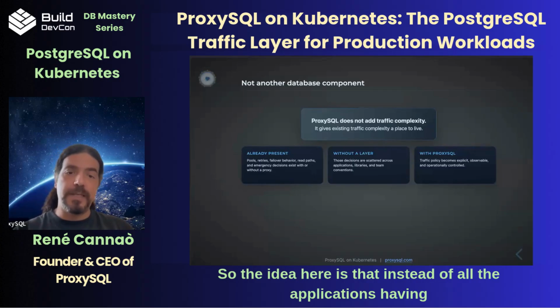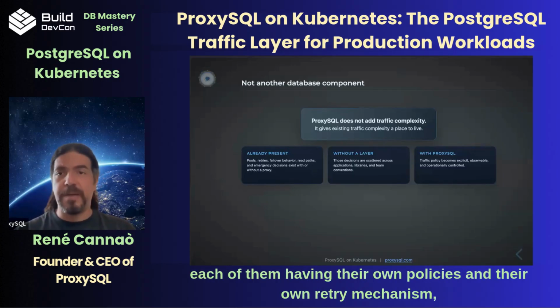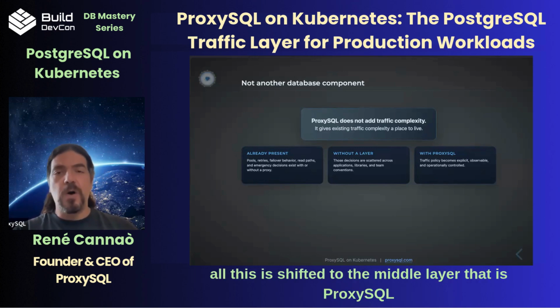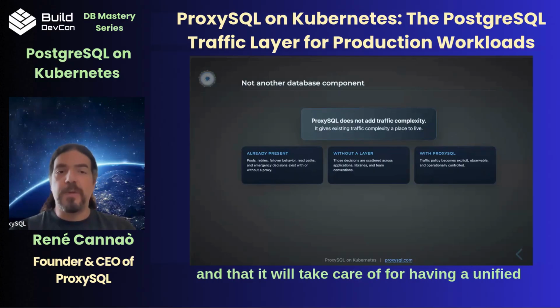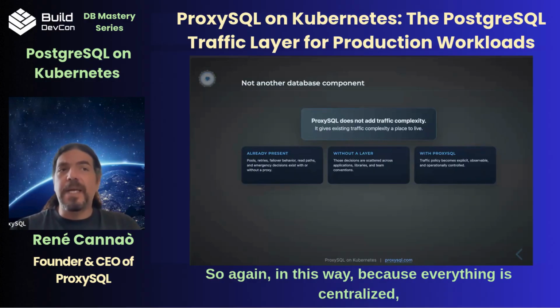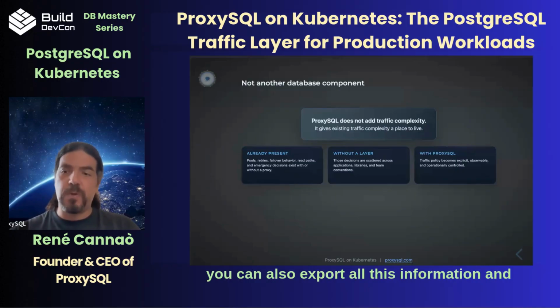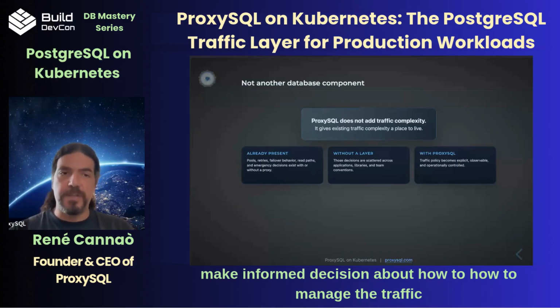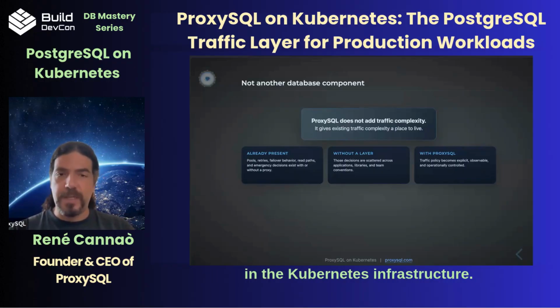So the idea here is that instead of each application having its own policies, its own retry mechanism, its own pools and so on, all this is shifted to the middle layer, ProxySQL, which takes care of having a unified set of policies. And because everything is centralized, you can also export all this information and make informed decisions about how to manage the traffic in the Kubernetes infrastructure.